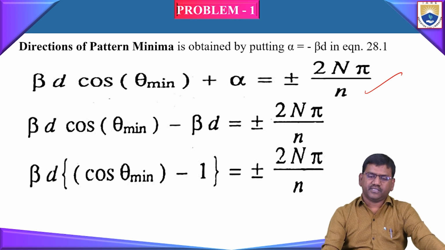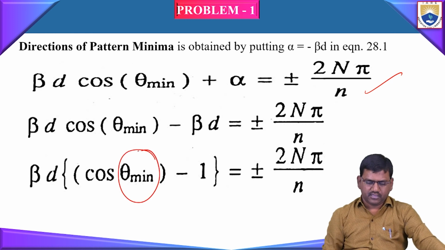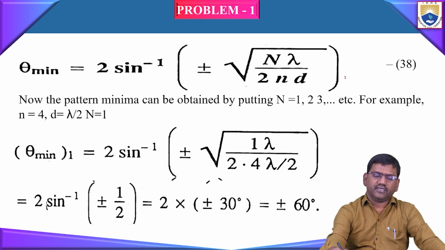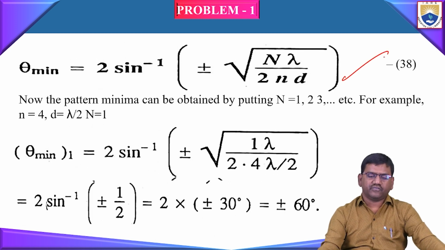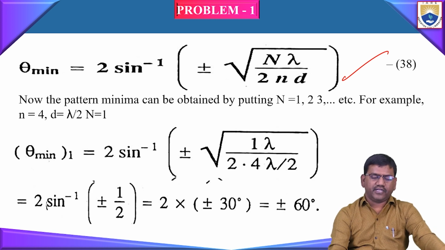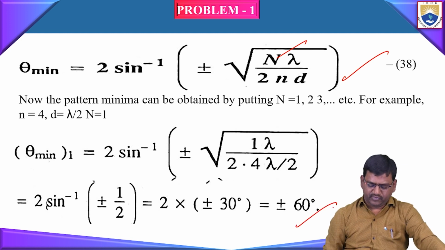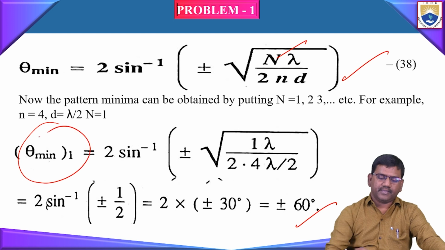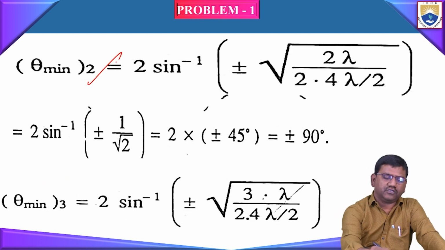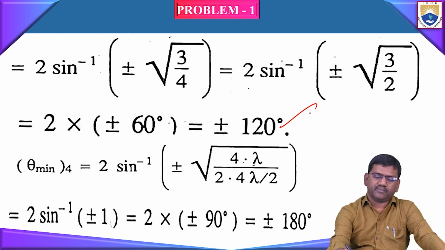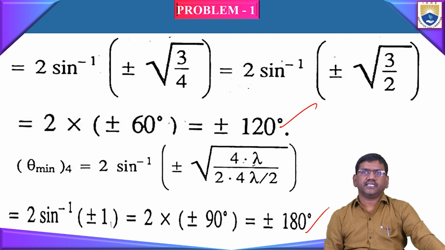And similarly, we can also find out the directions of pattern minima. So beta d cos theta min plus alpha is equal to plus or minus 2n pi by N. So from this, you need to find out the value of theta min here. So by mathematical simplification, you will get theta min as 2 sine inverse of plus or minus root of n lambda by 2 N d here. So for n is equal to 1, for n is equal to 2, for n is equal to 3, and for n is equal to 4, we need to find out the values of theta min 1 and theta min 2 for n is equal to 2. For n is equal to 3, theta min 3, we need to find out here. So you are getting plus or minus 120, plus or minus 120, plus or minus 90, and plus or minus 60 here.